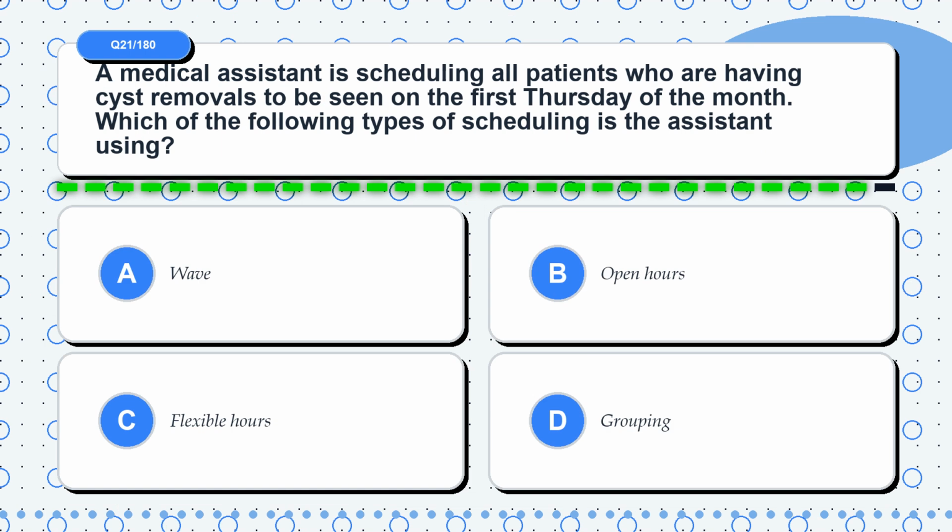Question 21. A medical assistant is scheduling all patients who are having cyst removals to be seen on the first Thursday of the month. Which of the following types of scheduling is the assistant using? Here are the options. Option A, wave. Option B, open hours. Option C, flexible hours. Option D, grouping.